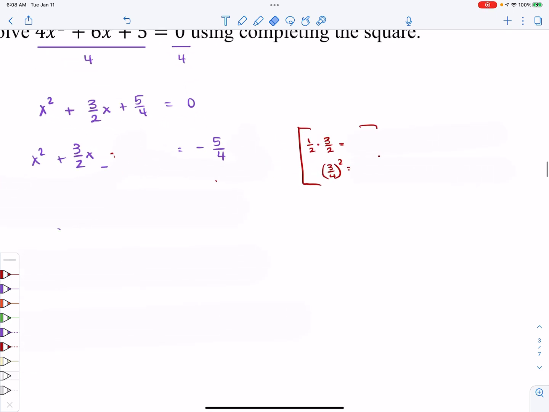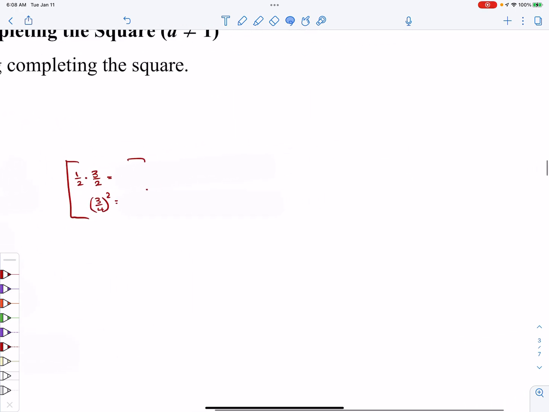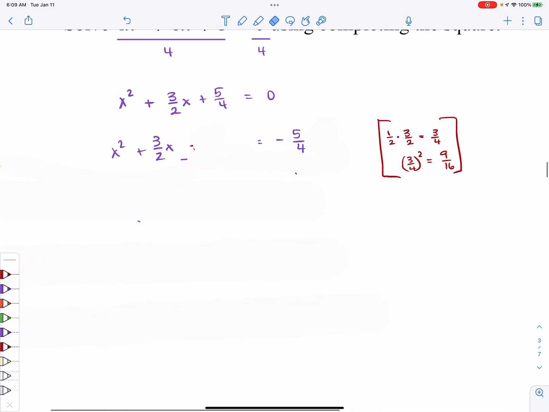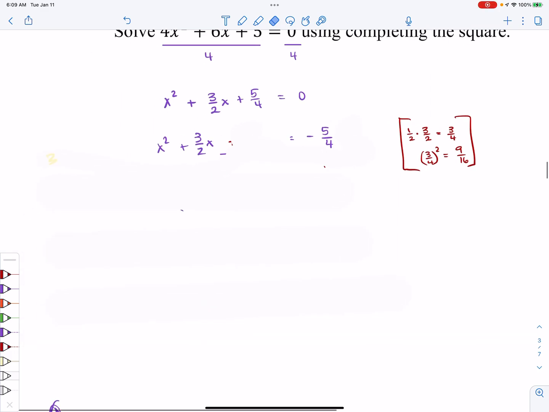All right, so I'm going to zoom in for this for a minute. Our b value is 3/2, and I know that you want to freak out a little bit when you have to take half of this, but it's really actually not very difficult. When you take half of something, you're just simply multiplying by a half. And so we know that multiplying fractions, we multiply the tops, we multiply the bottoms. So when you take half of 3/2, that's going to be the same thing as 3/4. And then we're going to square that number. Well, 3/4 times 3/4 is simply going to be 9/16. 3 times 3, 4 times 4. So that's really not that bad. So we're going to add 9/16 then to both sides.